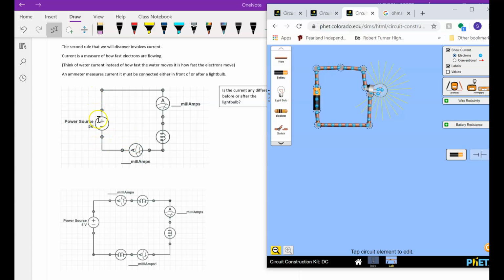So again, I have my wire, my power source, and this is just my one light bulb. So it's telling me measure the current right here and measure the current here. So one of those, measure the current before the light bulb and measure the current after the light bulb as you're going around in the loop.